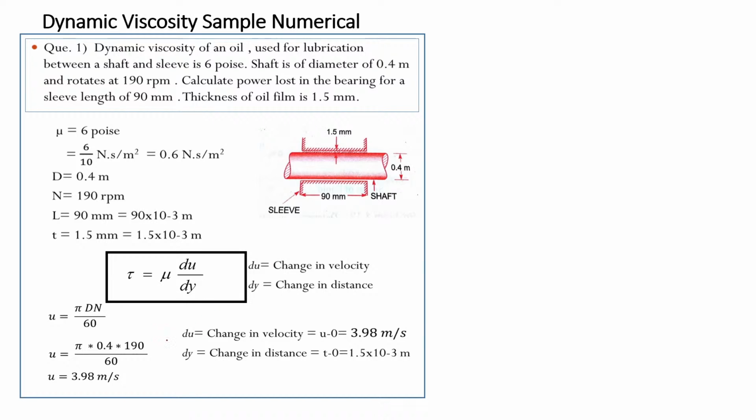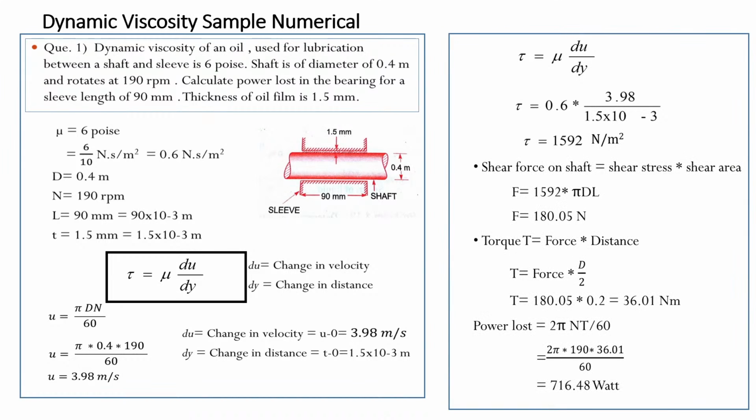That we can do by using this formula, that is u is equal to pi dN by 60. So just putting the values, I'm getting u as 3.98. Since the sleeve is not rotating at all, this is my change in velocity only, that is 3.98. And the thickness is given, that is 1.5 into 10 raised to minus 3. So I'll put these values in this equation. By using that, I will be able to find out shear stress. So in my case, shear stress is 1592 Newton per meter square.